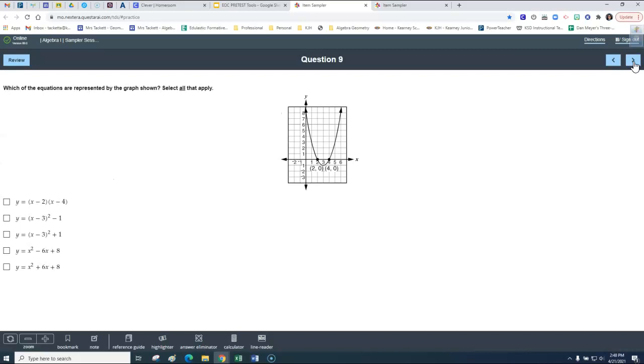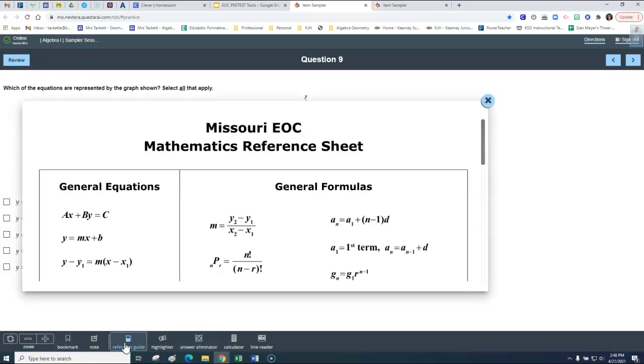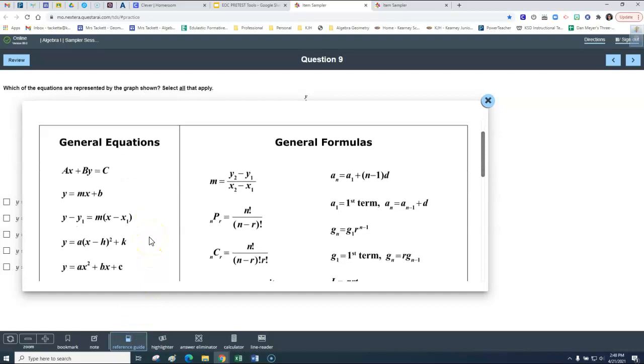On this question, it says which of the equations are represented by the graph shown, and select all that apply. So I'm going to show you how to use Desmos on here. You come down here and you notice that there's all these little things. This one right here is the reference guide. It actually is your reference sheet. Okay, so it's there.